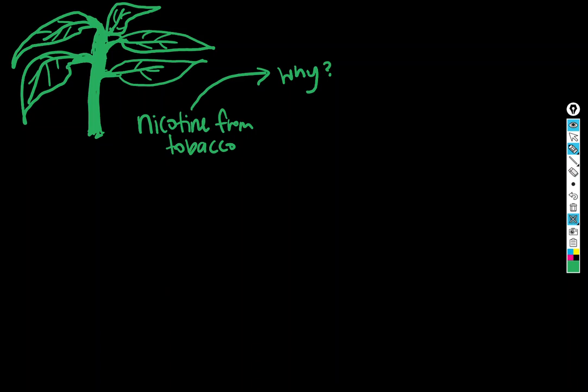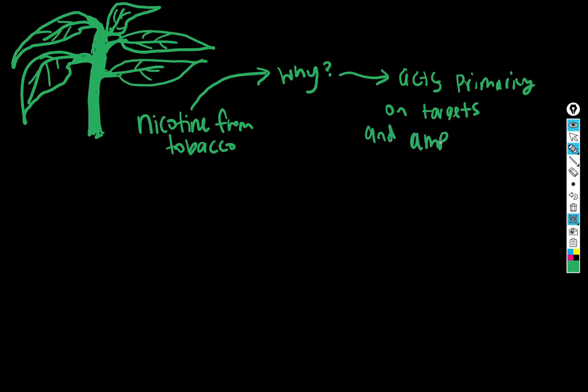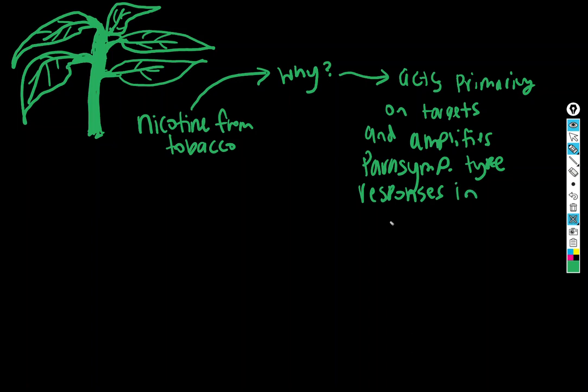and they discovered that the nicotine acts primarily on targets and amplifies parasympathetic type responses in effectors. So it definitely does change our physiology, and that's obvious. If you've ever used nicotine before, it's very clear that it changes your physiology based on how you feel. And so they basically discovered nicotinic acetylcholine receptors that way, because the nicotine was just going and landing on those acetylcholine receptors. So that's kind of the deal there.